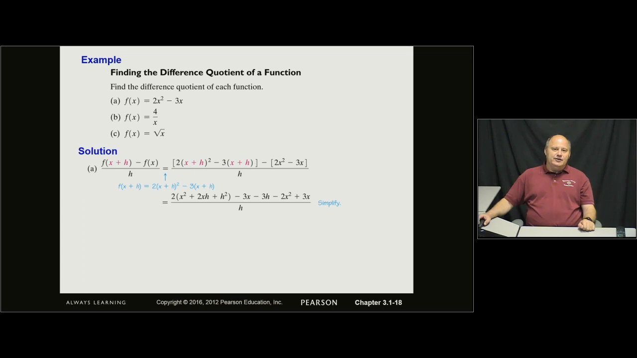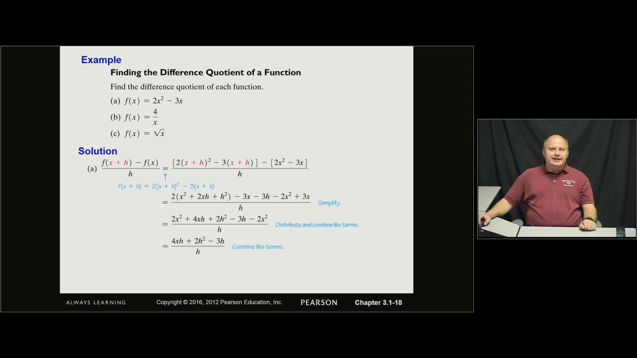You can't just take that h and cancel with one term in the numerator. The only way you can cancel the h out is if you have h factored out at the front. And that's what we're going to end up having to do, taking an h out to the front. But before we can do that, we have to combine some terms. So our next step is to distribute the 2. So it's 2x squared plus 4xh plus 2h squared minus 3h minus 2x squared.